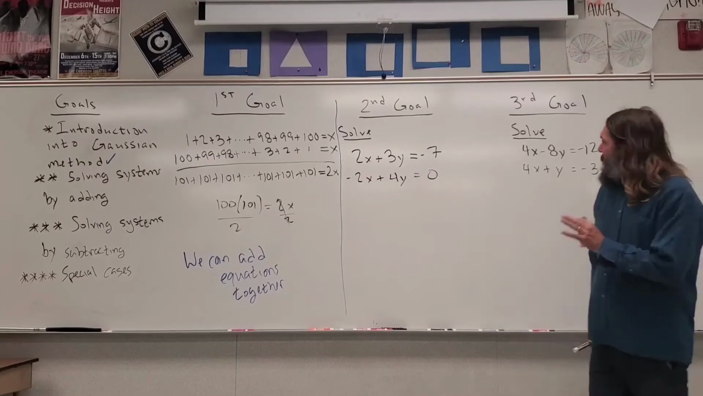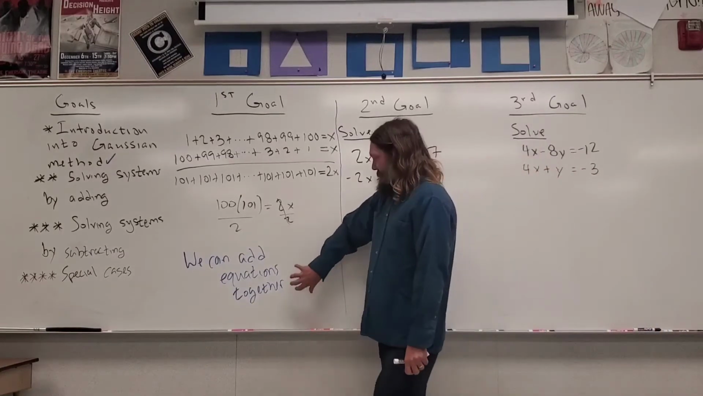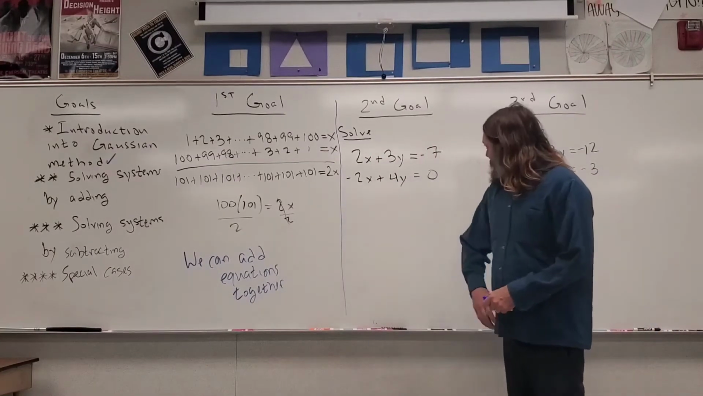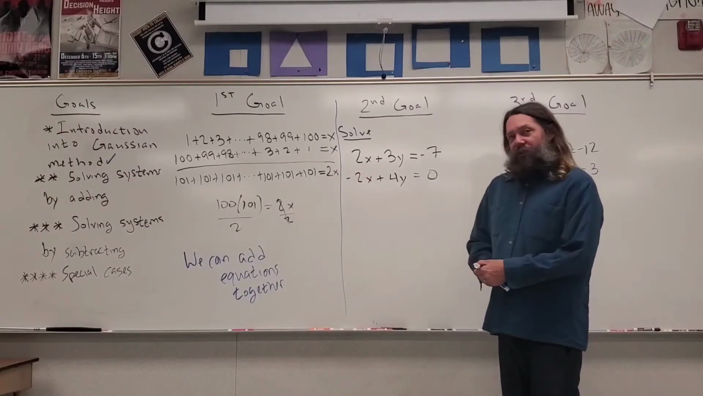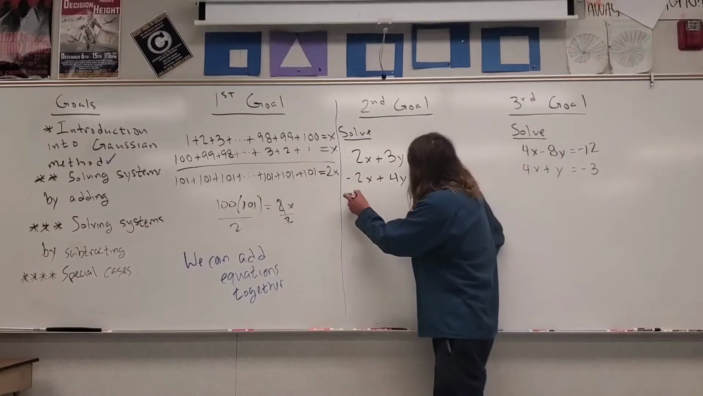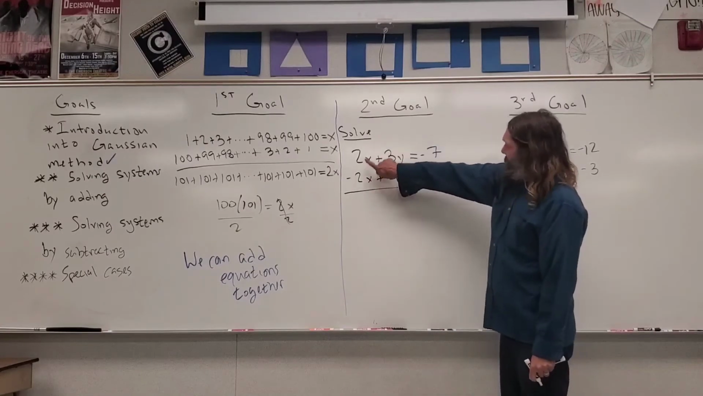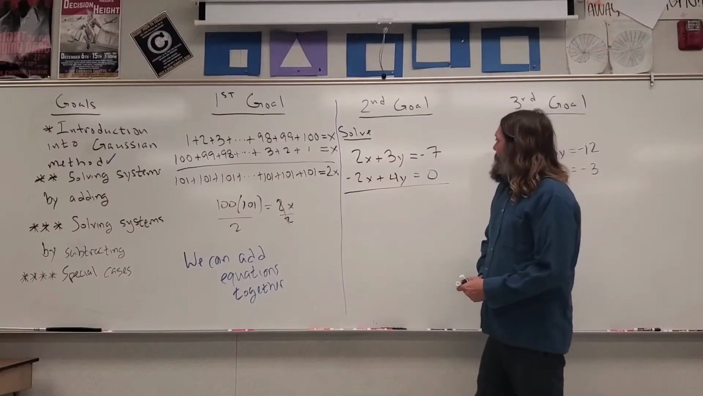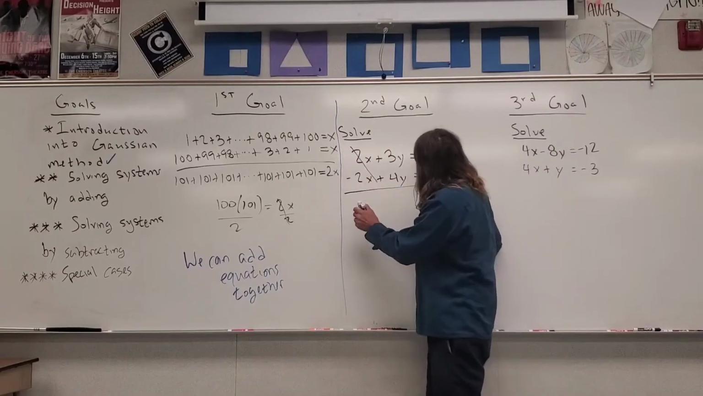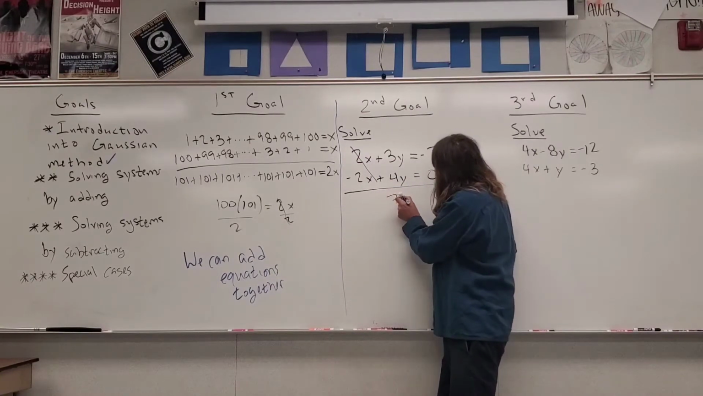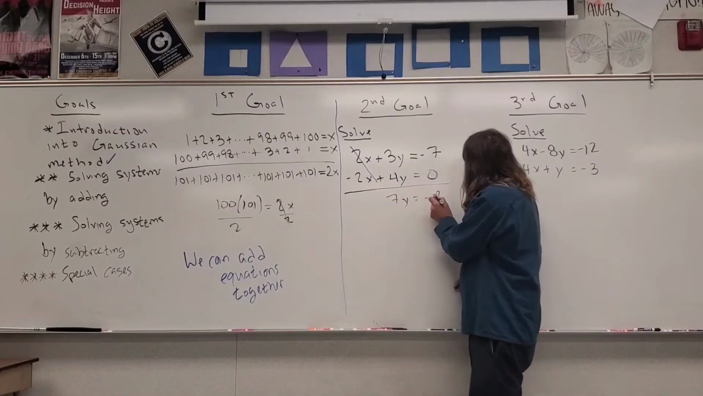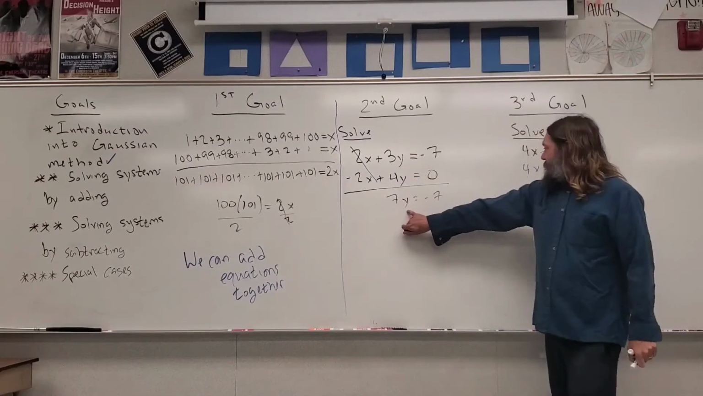So again, we can add equations together. And so here we are in the second goal, solving systems by adding. Gauss showed us as a 9-year-old that we can add equations together. And when I add these equations together, my x's are going to cancel. Okay, and I'm now left with 7y is equal to negative 7. I can now solve for y.